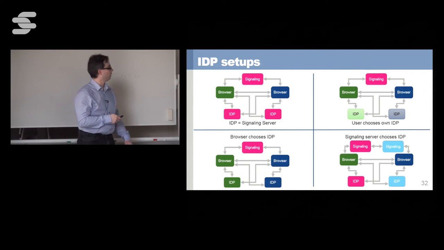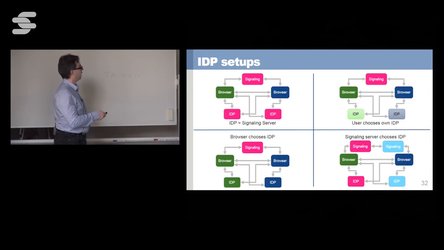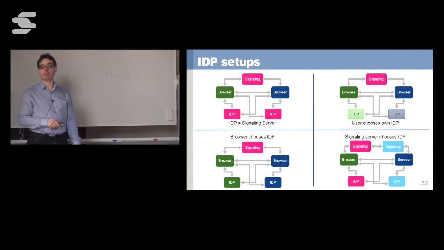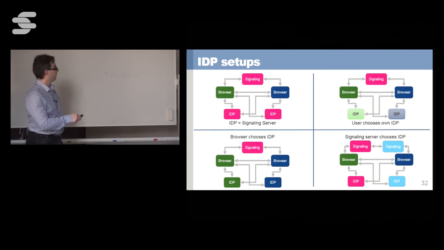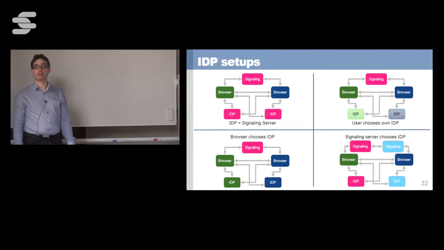And fourth, you could say, well, the first scenario where the signaling server is choosing, in a federated setup where you have multiple signaling servers, each signaling server might choose its own IDP as well. But that's, again, a little bit the same situation, but rather than having a single setup, you have a federated setup where each browser is running in a different domain with a different identity provider.